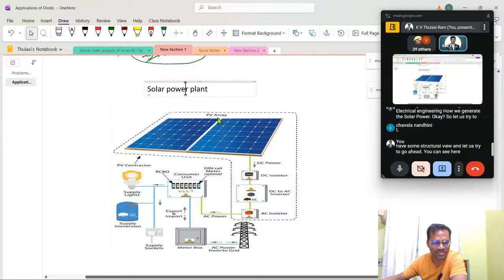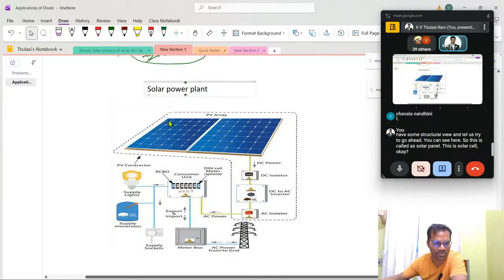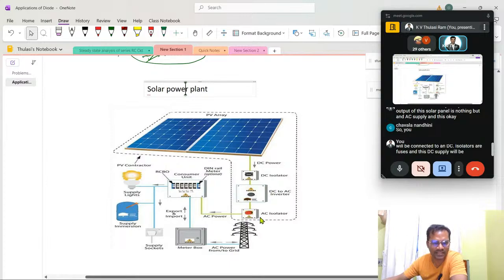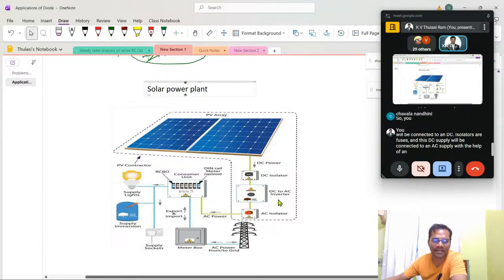You can see here, this is called a solar panel, and this is a solar cell. This group of cells is connected in series to form a solar panel. This is panel 1 and this is panel 2. These two panels will generate a solar array. The output of the solar panel is a DC supply, which is connected to DC isolators or fuses, and then converted to an AC supply with the help of a grid connected inverter.